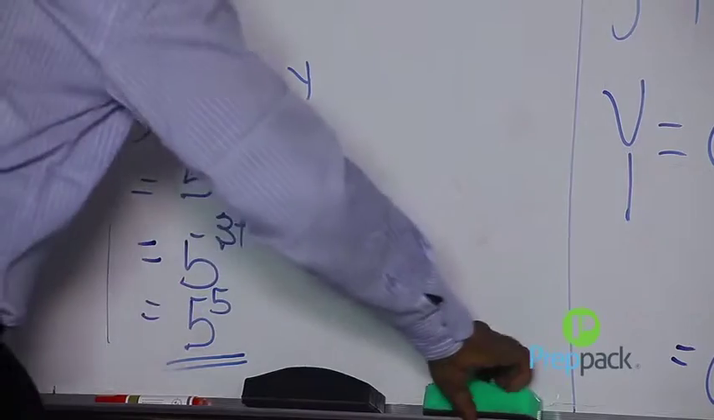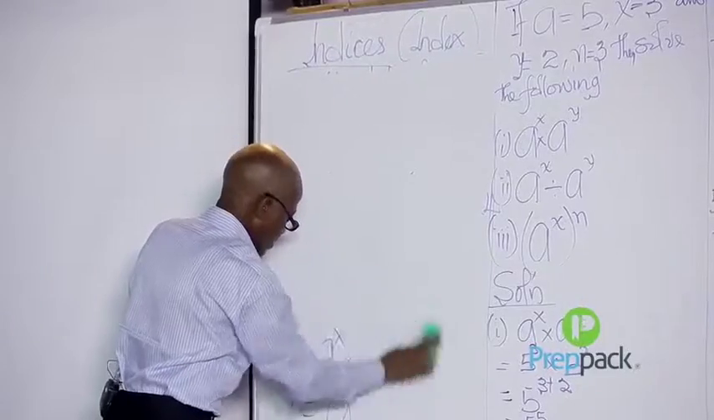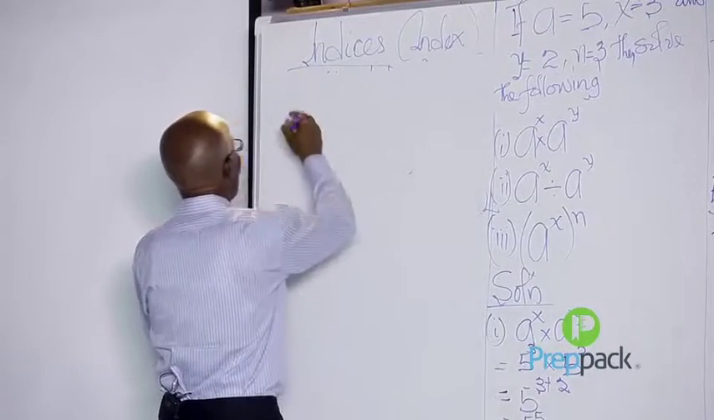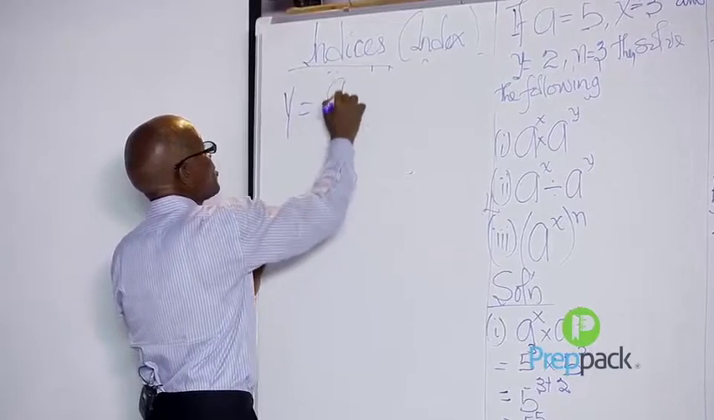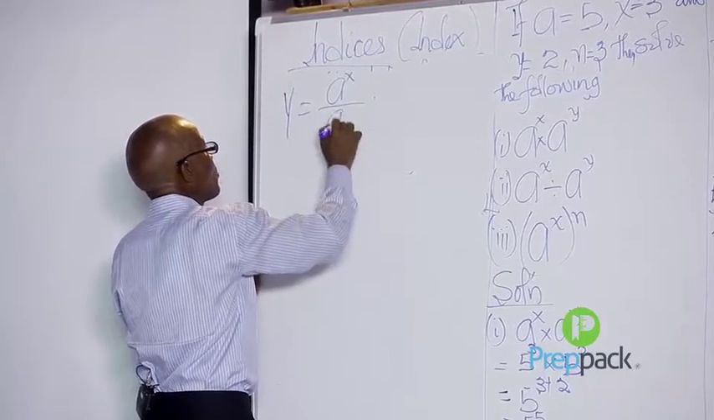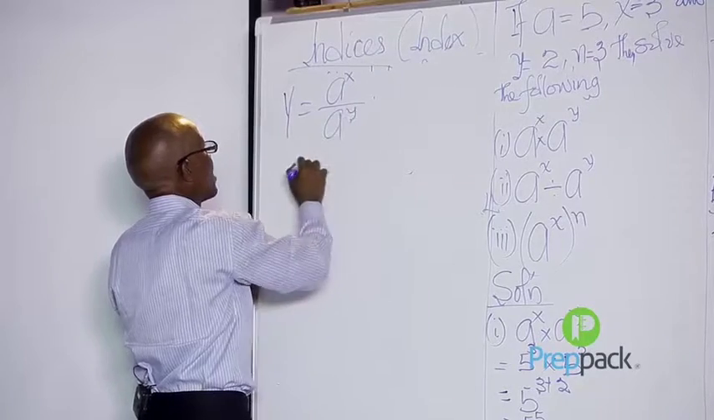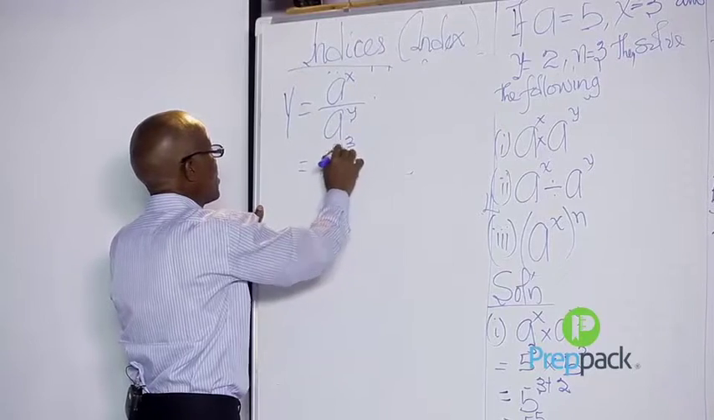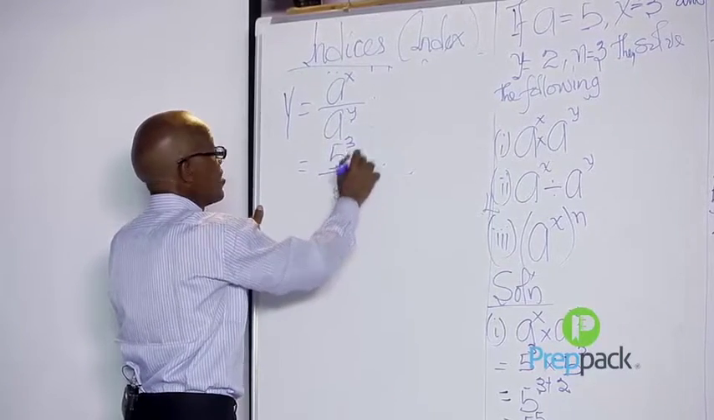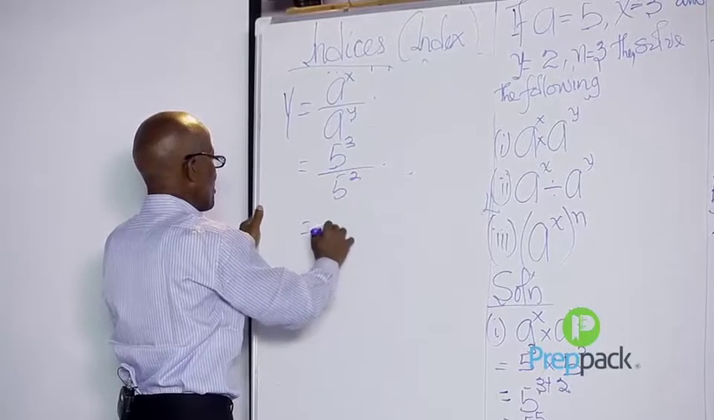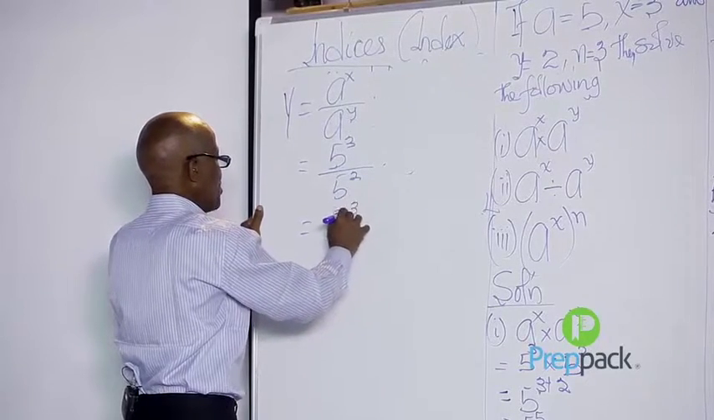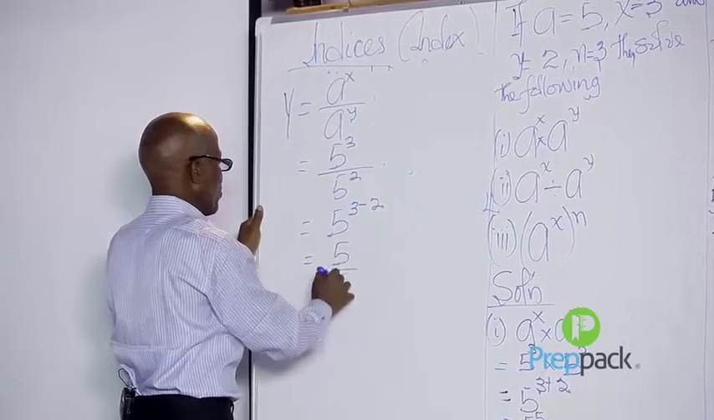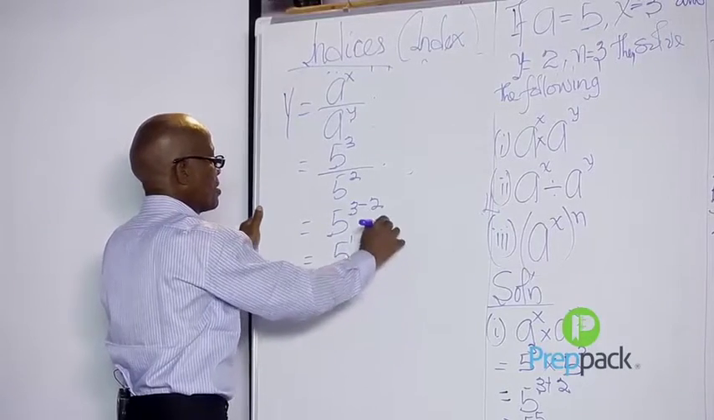Now, let's quickly go to example 2. In example 2, we have Y being equal to a raised to power x, everything over a raised to power y. Our x is known, our a is 5, so we have 5 raised to power 3 divided by 5 raised to power 2. This becomes 5 raised to power 3 minus 2, which becomes 5 raised to power 1. Of course, 5 raised to power 1 is 5.